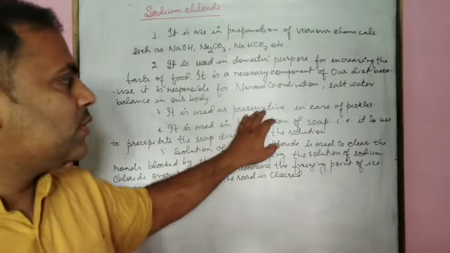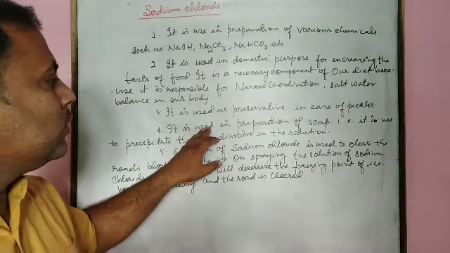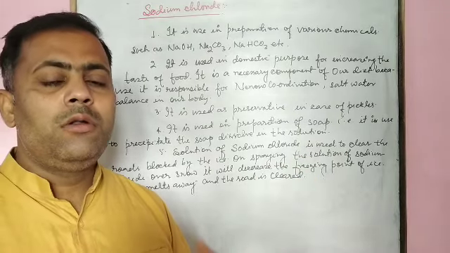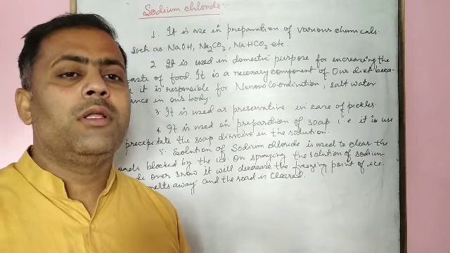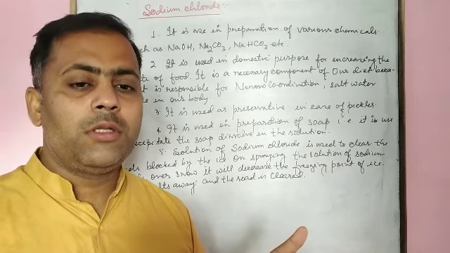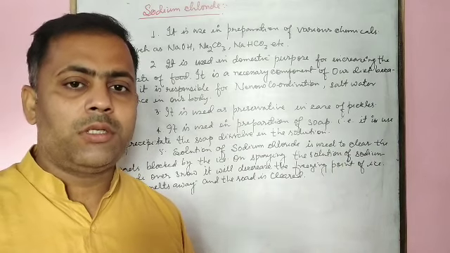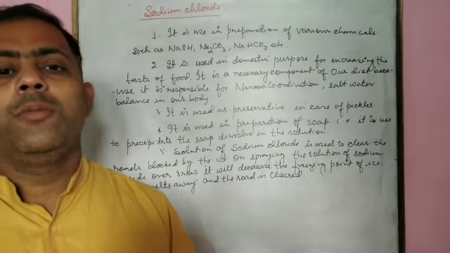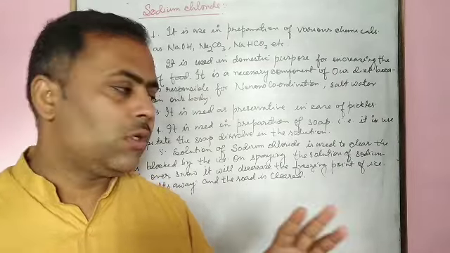It is used as a preservative. We use it in case of pickles. It is used in the preparation of soap. How? During preparation of soap, in the resultant mixture the soap is dissolved in some cases. In order to precipitate the soap from the reaction mixture, we add sodium chloride. It means sodium chloride is added to precipitate the soap from the solution.